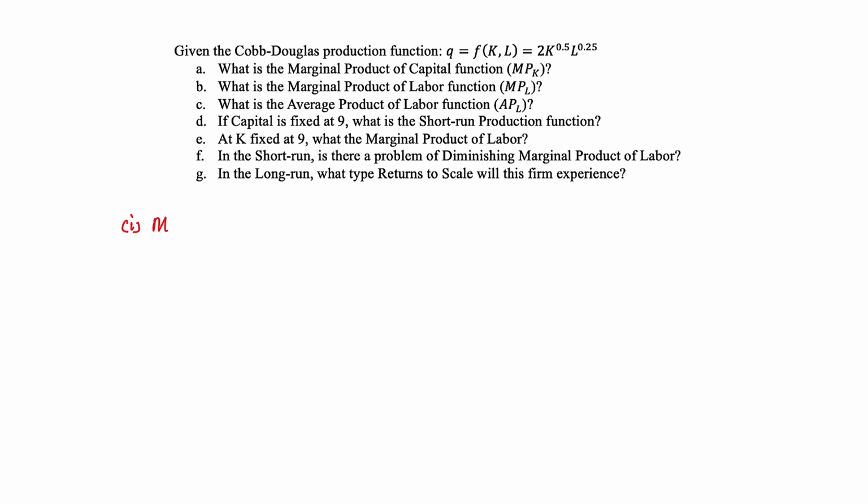So in simple form, that means we are looking for the MPK. Marginal product of capital is just simply equal to the change in the total product divided by the change in the amount of capital used. However, since we have the production in a functional form, we simply take the partial derivative of the total product with respect to capital. This can also be written as the partial derivative of the quantity function Q with respect to capital. So taking the partial derivative, this is the function.